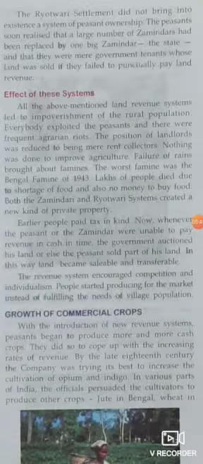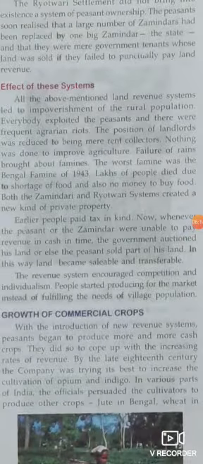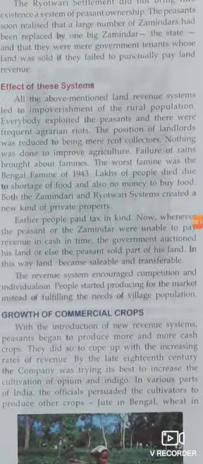Both the Zamindari and Rayatwari systems created a new kind of private property. Now, land became saleable and transferable. The revenue system encouraged competition and individualism. Now, people started producing for the market only instead of fulfilling the needs of the village population.